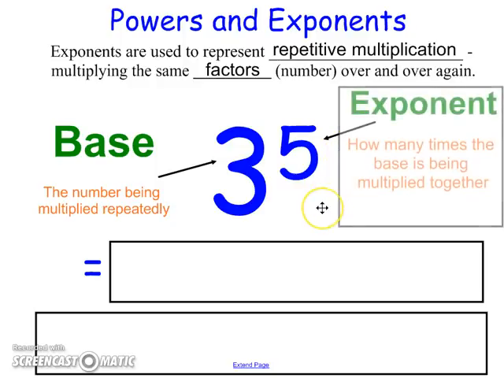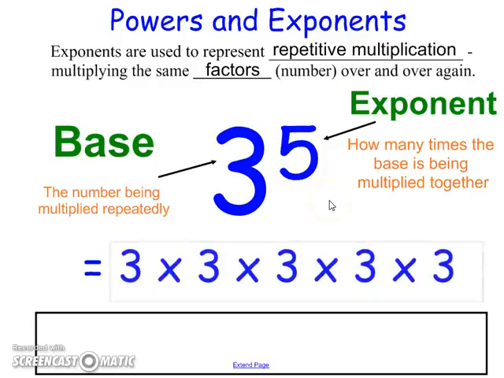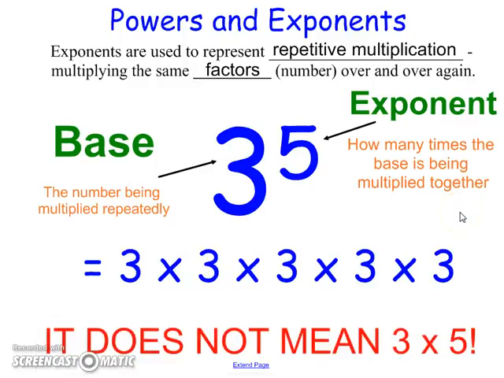5 in this case is the exponent. And remember, this will tell us how many times the base is being multiplied by itself. So 3 to the 5th power means 3 times 3 times 3 times 3 times 3, five 3's multiplied together. It does not mean 3 times 5. 3 times 5 is 15. 3 to the 5th power is much larger than 15.